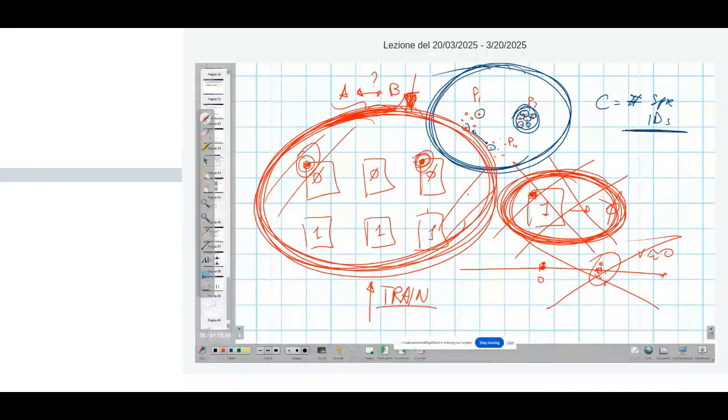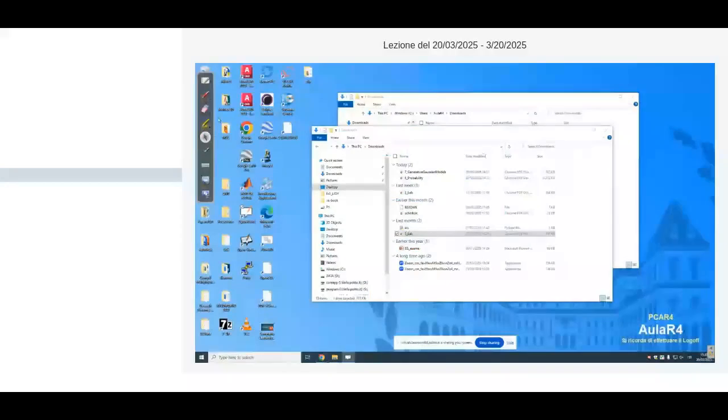Other? Okay. What time is it? It's a bit late.